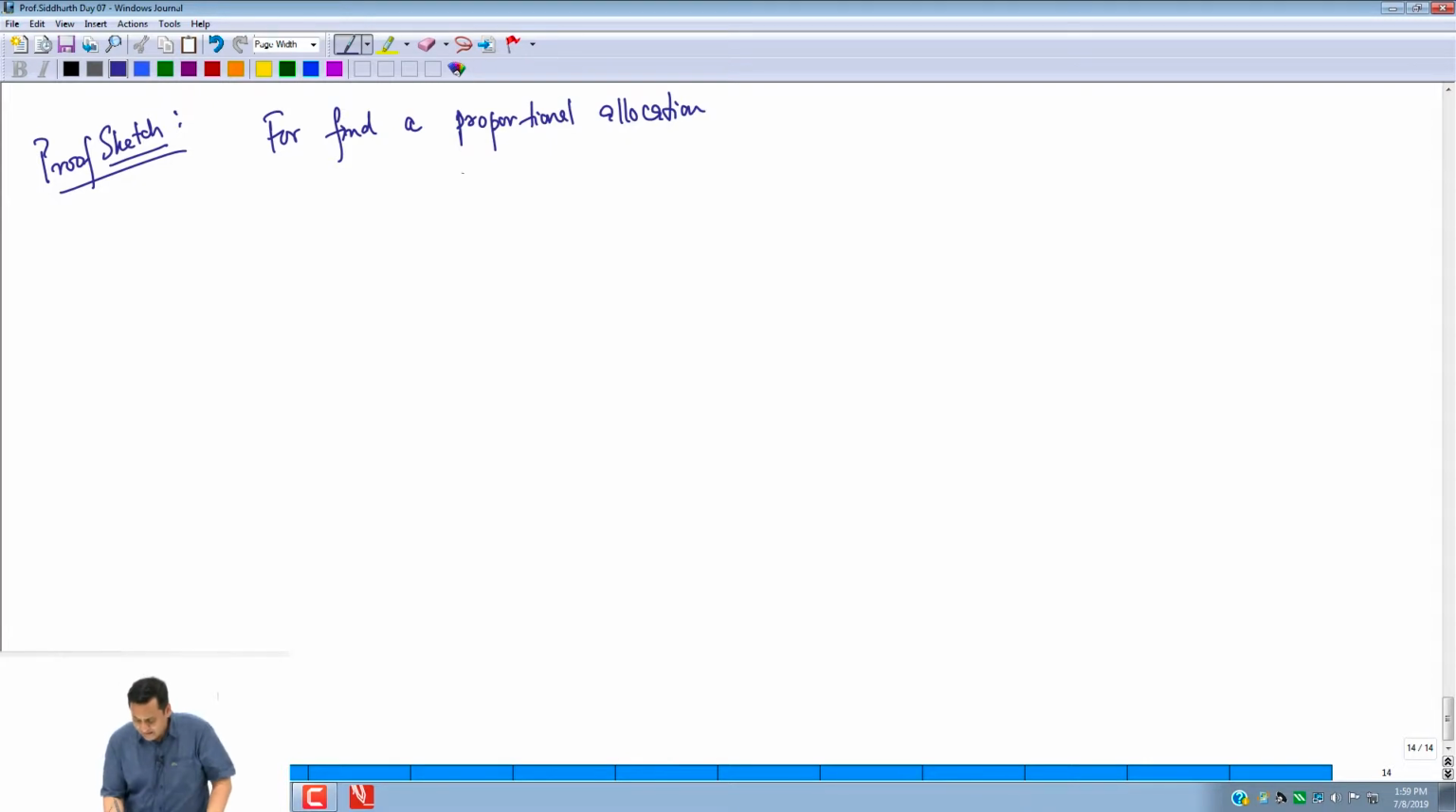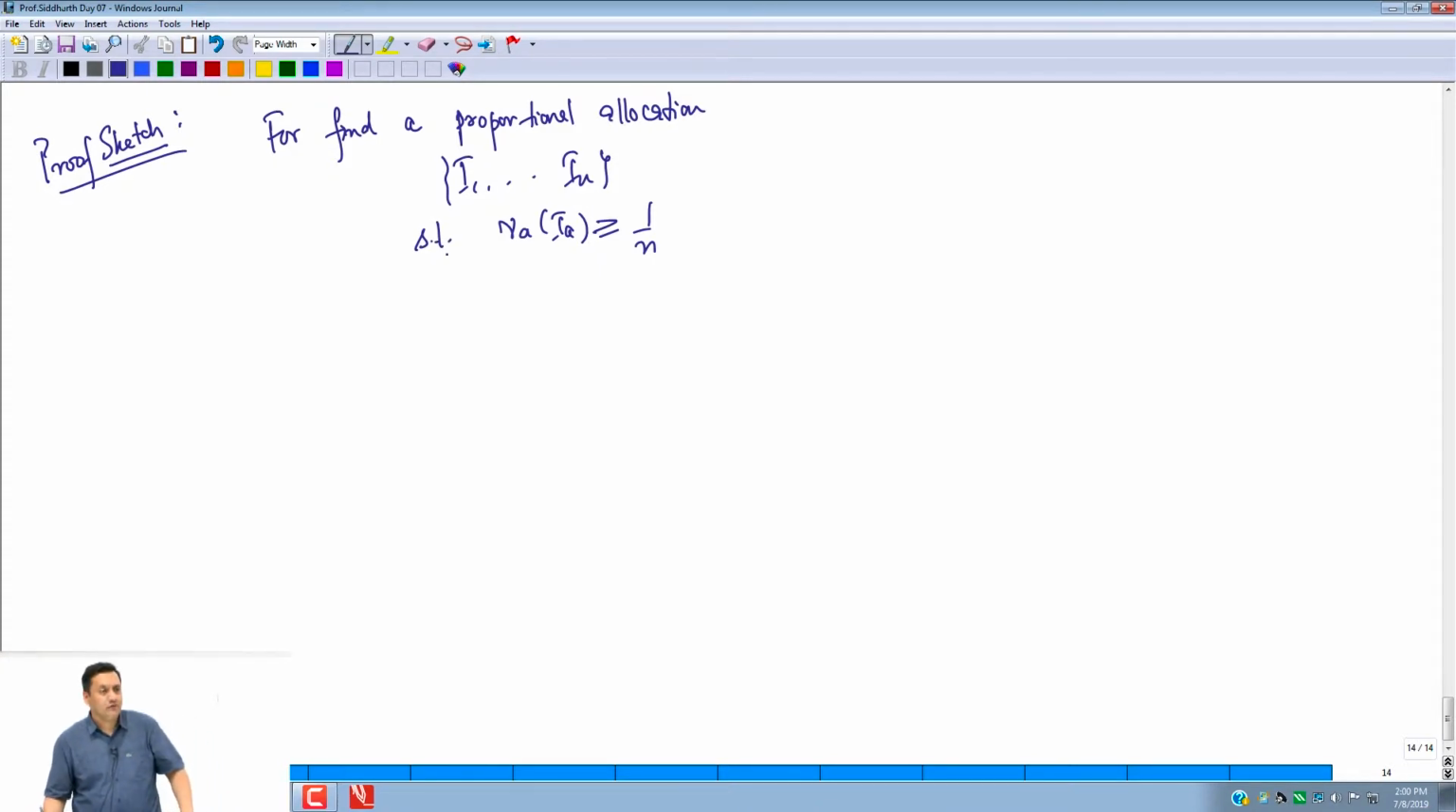allocation, say I1 through In, where again the agent i receives interval Ii, then for a large number of agents, you would have actually found such an interval of small length, right?